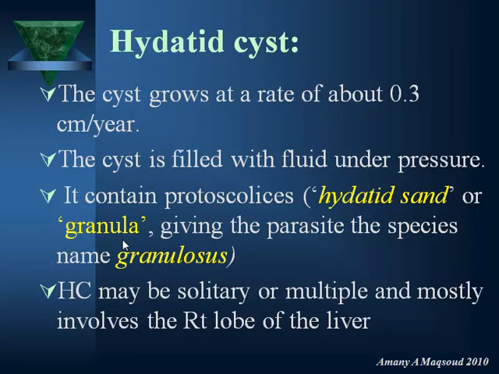Hydatid cyst grows at a rate of about 0.3 centimeter per year. The cyst is filled with fluid under pressure, and this gives it the spherical appearance, which is very important for its growth. It contains protoscoleces, what we call the Hydatid sand, or granules, giving the parasite the species name granulosus. A hepatic Hydatid cyst may be solitary or multiple, and in the liver it mostly involves the right lobe, but it can also involve the left lobe.